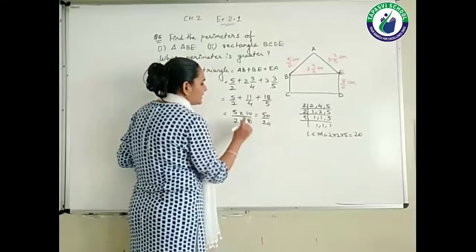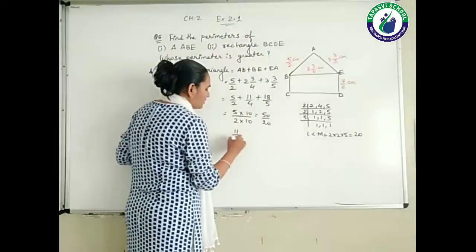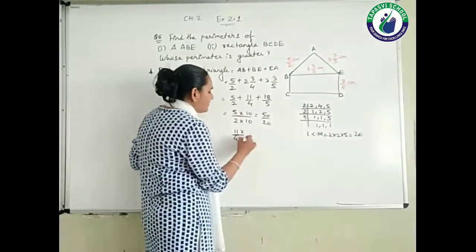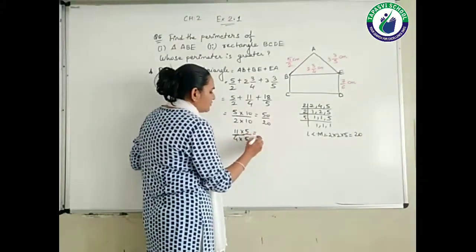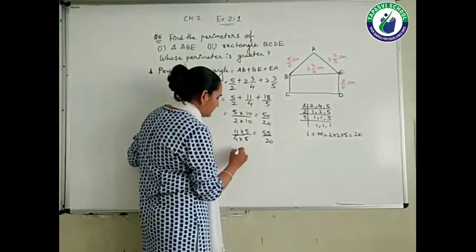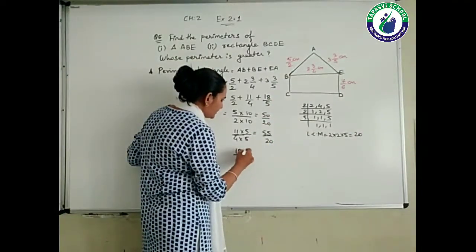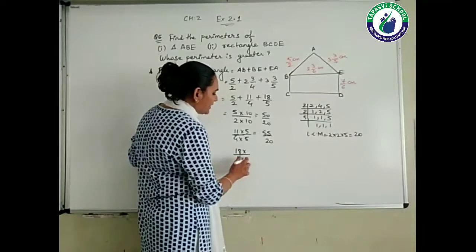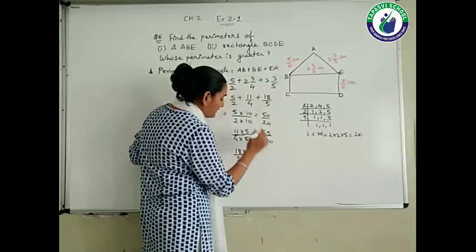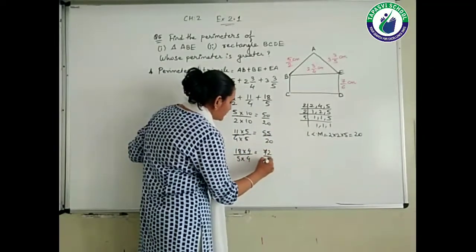Upon 20. Next one is 11 upon 4. Which number do I multiply with 4 to get 20? That is 5. So 4 5s are 20 and 11 5s are 55. Next is 18 upon 5. Which number do I multiply with 5 to get 20? That is 4. The same 4 in the numerator also. So 72 upon 20, students.